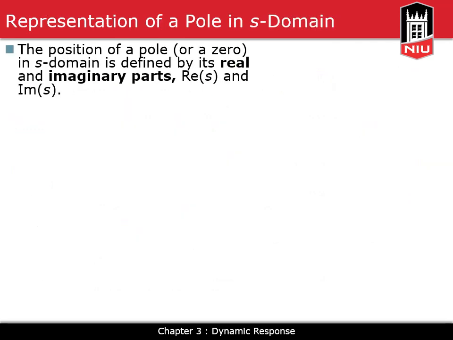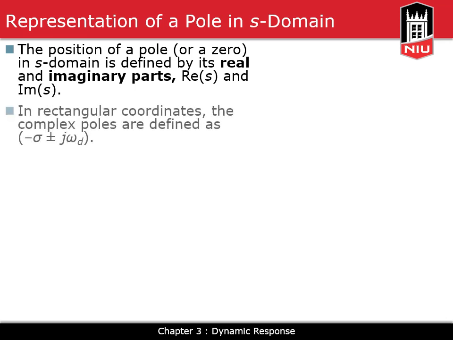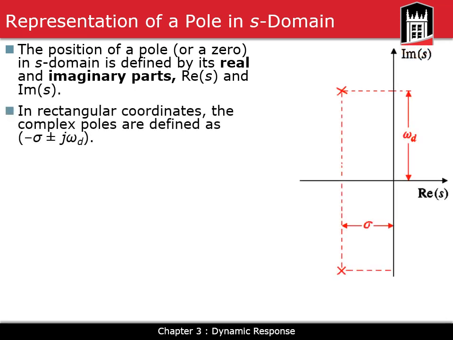Representation of a pole in the S-domain. The position of a pole or a zero in the S-domain is defined by its real and imaginary parts. So when you find a pole, in general, it would be a complex number, let's say negative sigma plus j times omega d, where negative sigma is its real part. Positive j omega d or negative j omega d is its imaginary part.